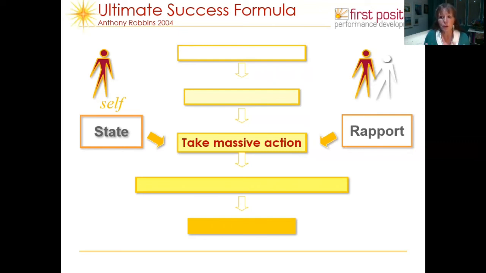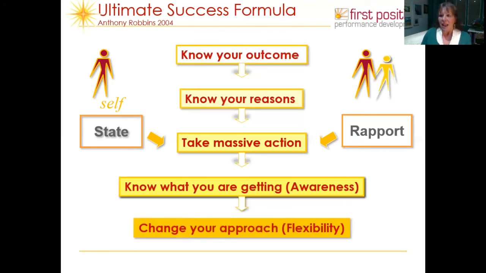And on the other side is your relationships with other people, your ability to build rapport, maintain rapport, work collaboratively, gain support and influence from other people and influence them to help and support you towards your goal. So all in all, this model with all those elements is the ultimate success formula.